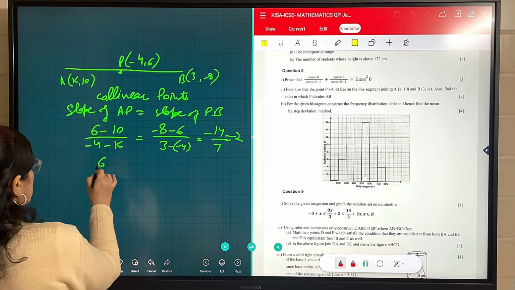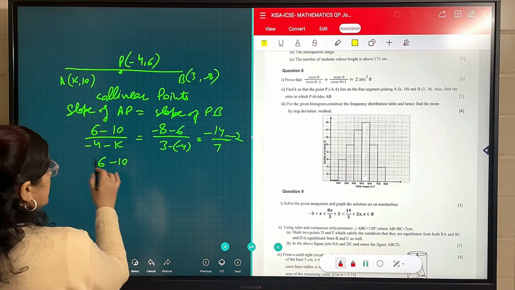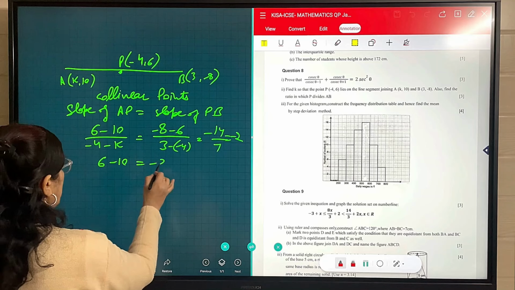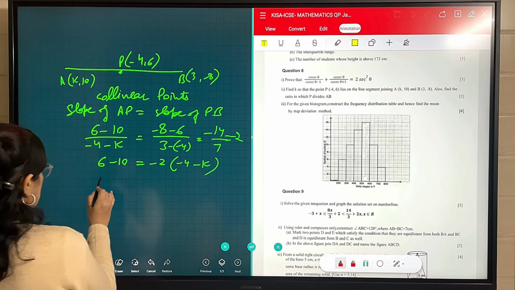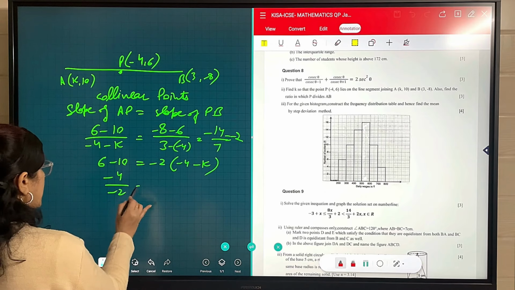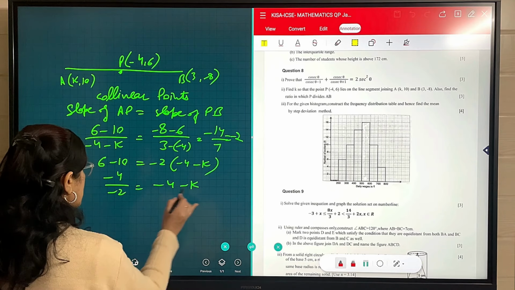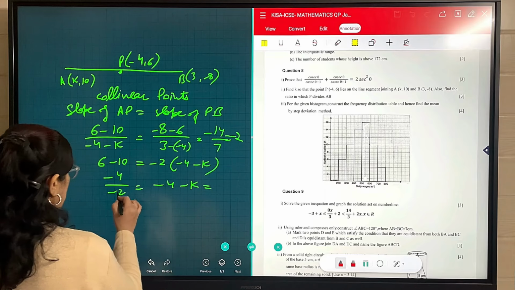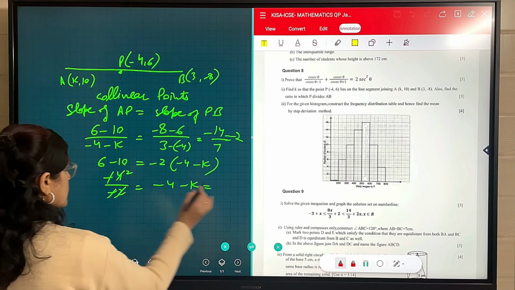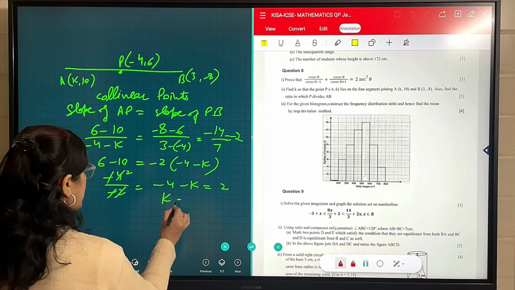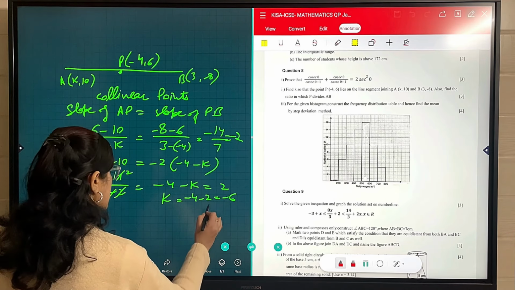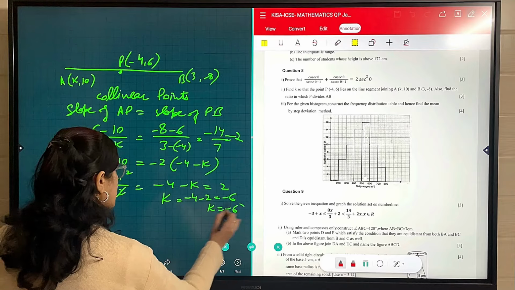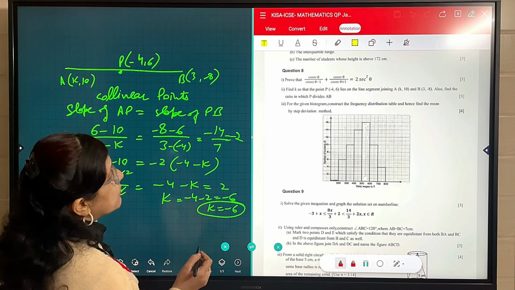So now here this is 6 minus 10, and this will transfer that side, it will become minus 2 and minus 4 minus k. So this is minus 4 and divided by minus 2 is equal to minus 4 minus k. It means minus minus cancelled, this is 2, this is 2. Now the value of k is, k will go to that side, minus 4 minus 2 is minus 6. The value of k is minus 6. This is our first part of the question.